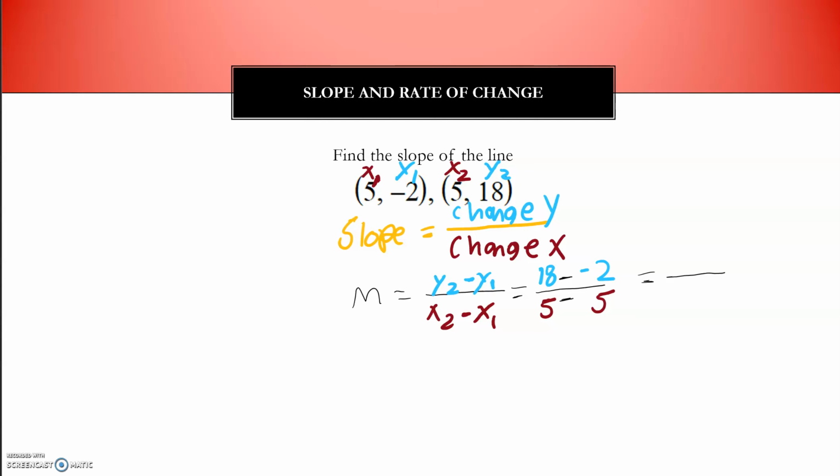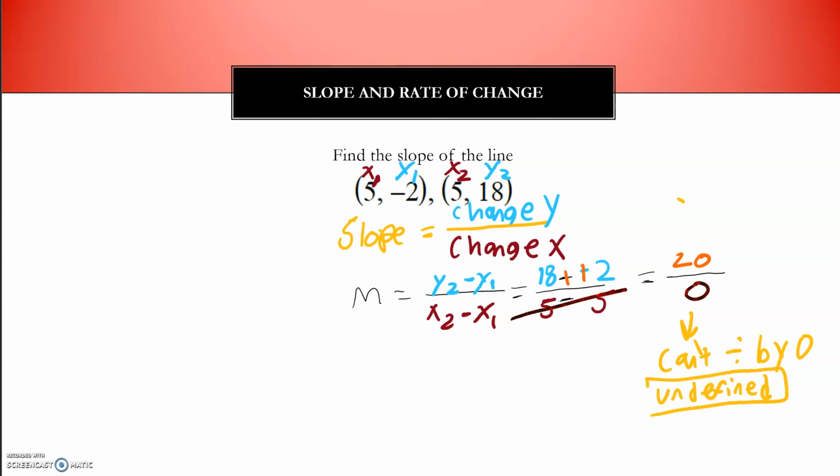So 18 minus negative 2 is 18 plus 2, which is 20. 5 minus 5 cancels. That's 0. Okay? So this is an example of what I mentioned earlier. This one is doing something that you should not be doing. We cannot divide by 0. So this is undefined.